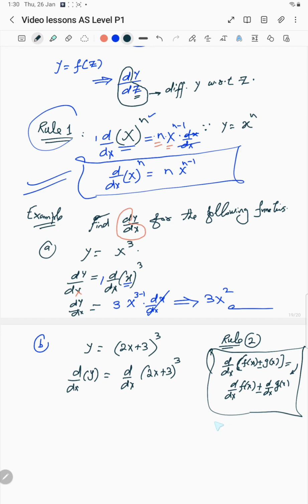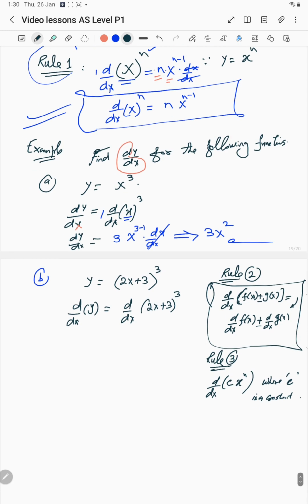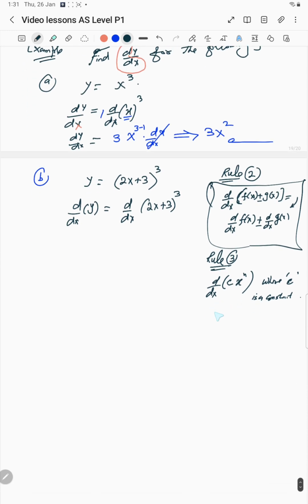And rule number 3, if you are going to differentiate c times x power n, where c is a constant, what to do, we will write the constant out of the differential and we will differentiate only the function.